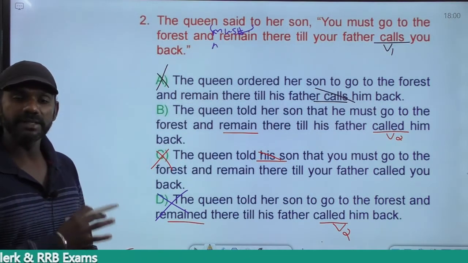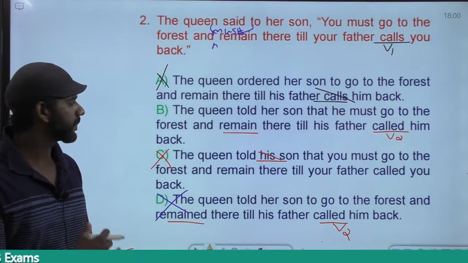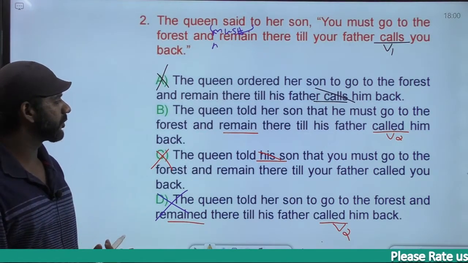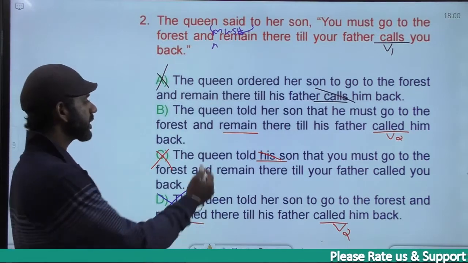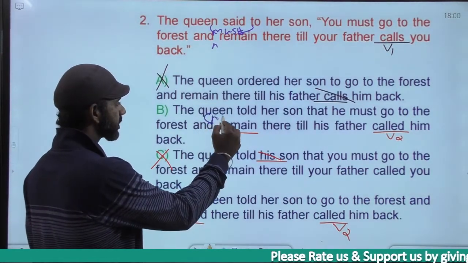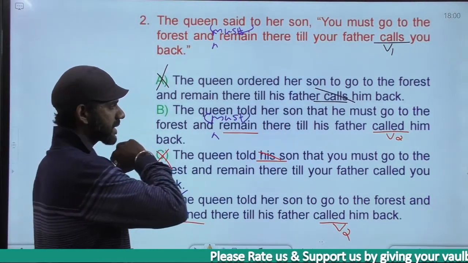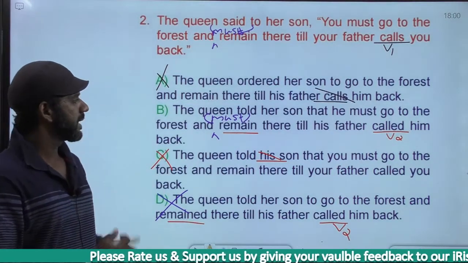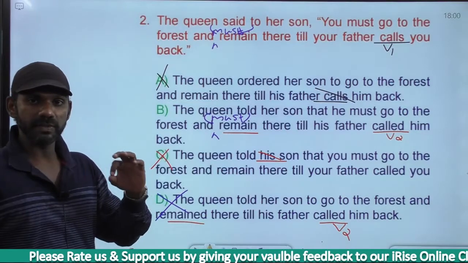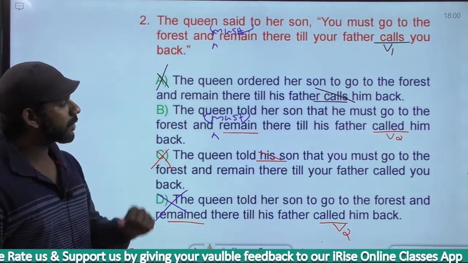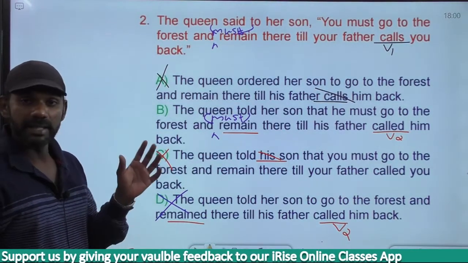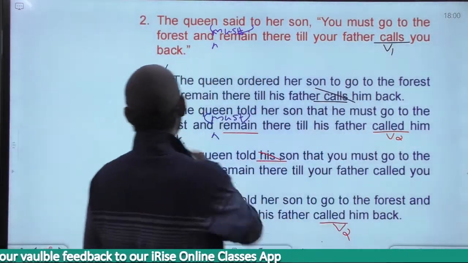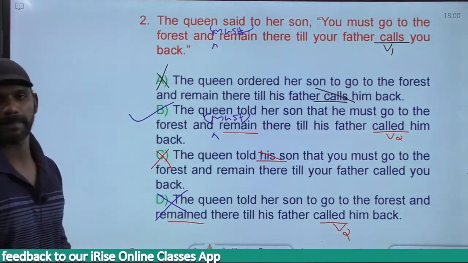Come to B, we'll see whether it is grammatically correct or wrong. The queen told her son that he must go to the forest and remain there. Remain is the same as must remain. Must is understood here. We are not using it again to avoid redundancy. And must remain is must plus V1 plural. He must go to the forest and remain there till his father called him back. Simple present became simple past. The answer must be option B.